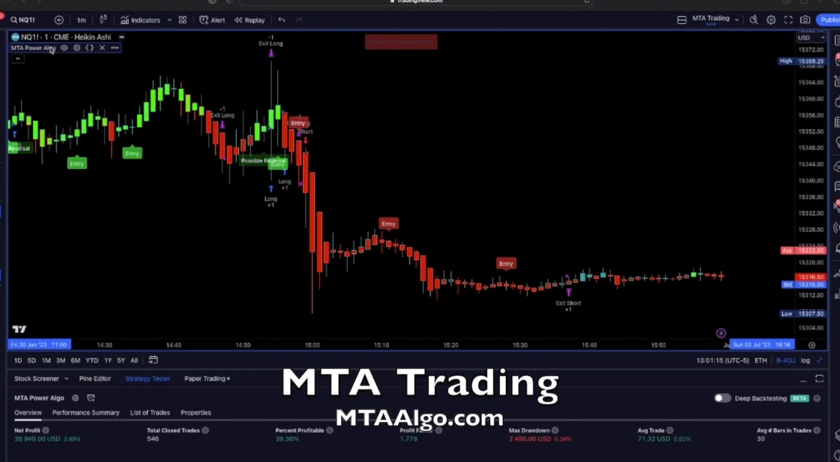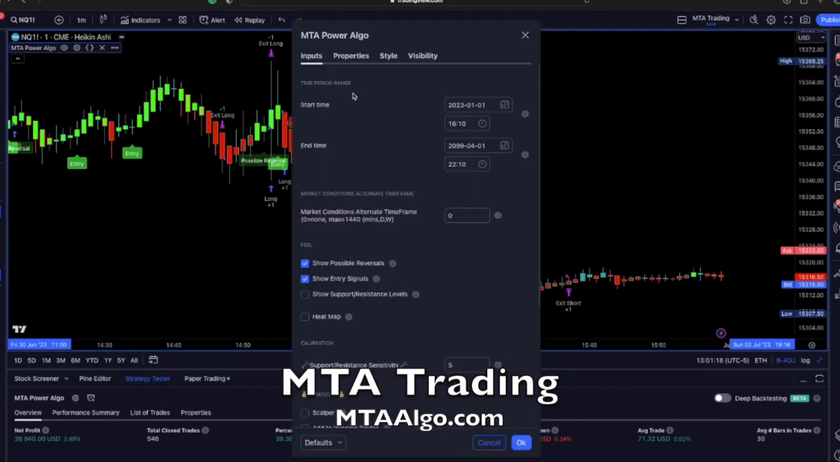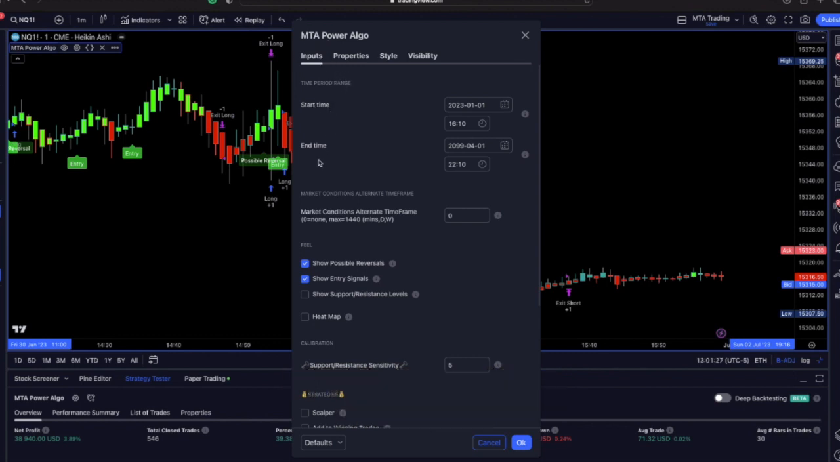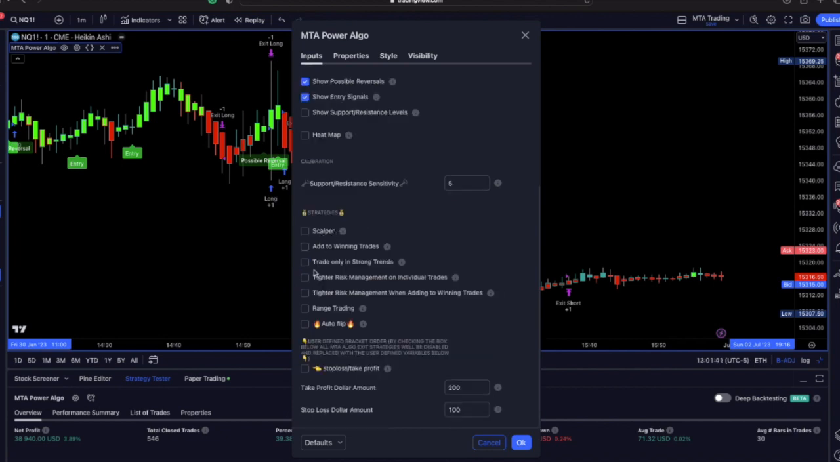If we double click on the MTA Power Algo, we get this menu of inputs. We have start time and end time. This will affect the back tester, the strategy tester here on TradingView, which is a very important part of making this work correctly. Everything that you can select and change in here will have an effect on the performance in the back tester. This is important to calibration of the new algo.